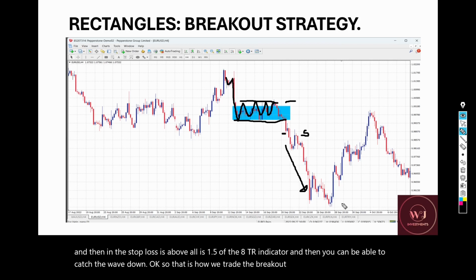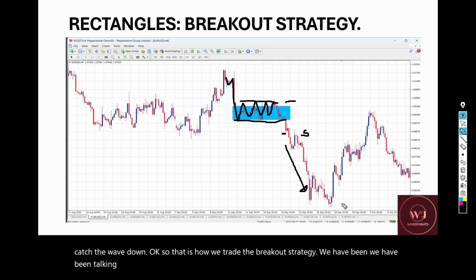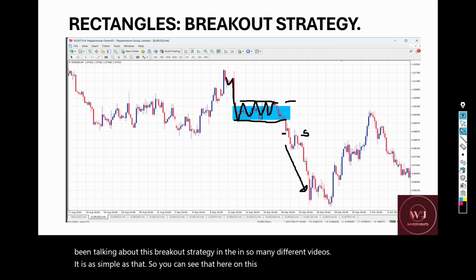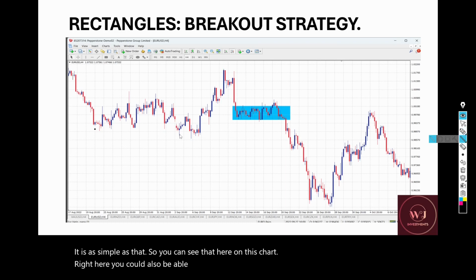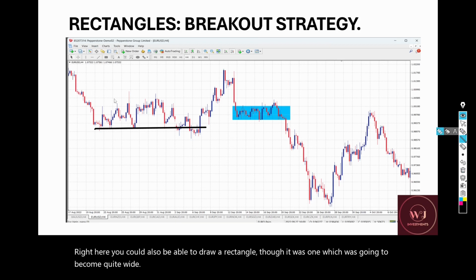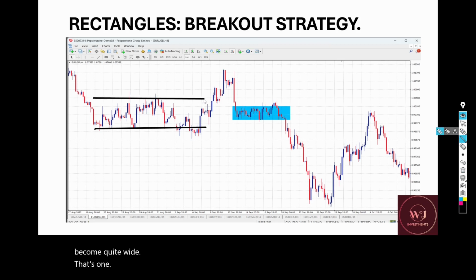We have been talking about this breakout strategy in so many different videos. So it is as simple as that. So you can see that here on this chart, right here, you could also draw a rectangle, though it was one which was going to become quite wide. That one, and then right here.